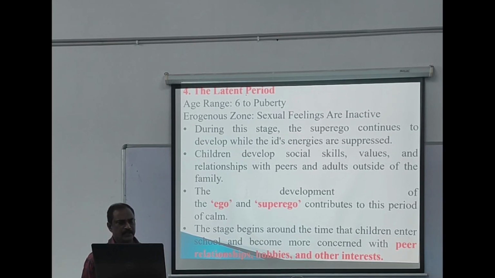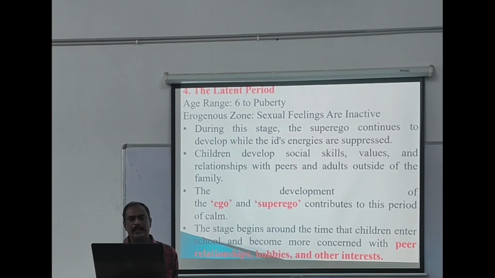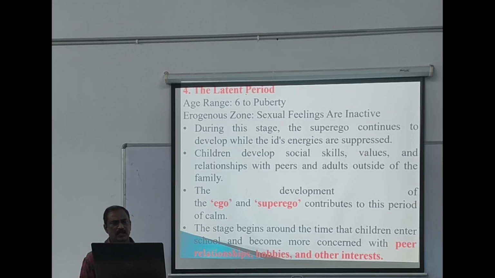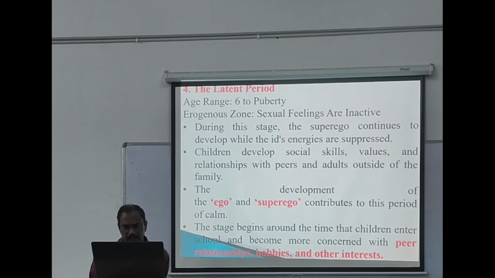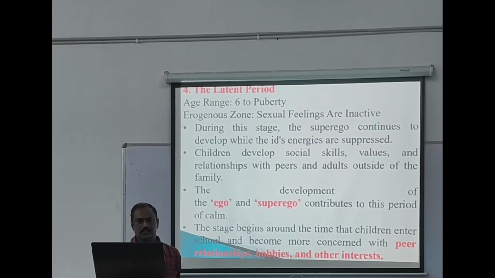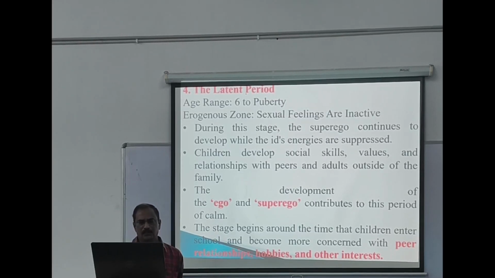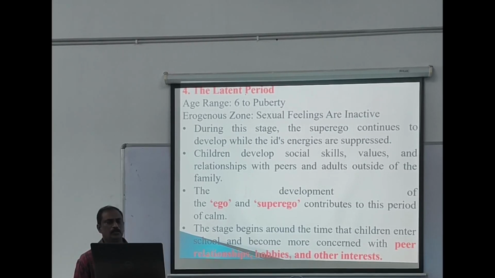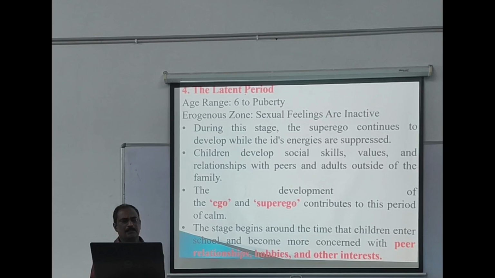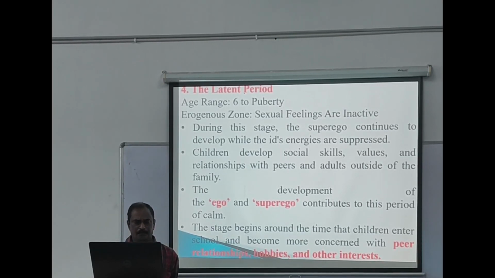At this period, the child develops social skills: how to talk, how to play without fighting. All these skills they learn, and they learn some values, like praying to God and respecting the elders, and also relationships with peers and adults outside of the family. So the development of the ego and superego contributes to this period of calm. As I told you before, id energies are suppressed.